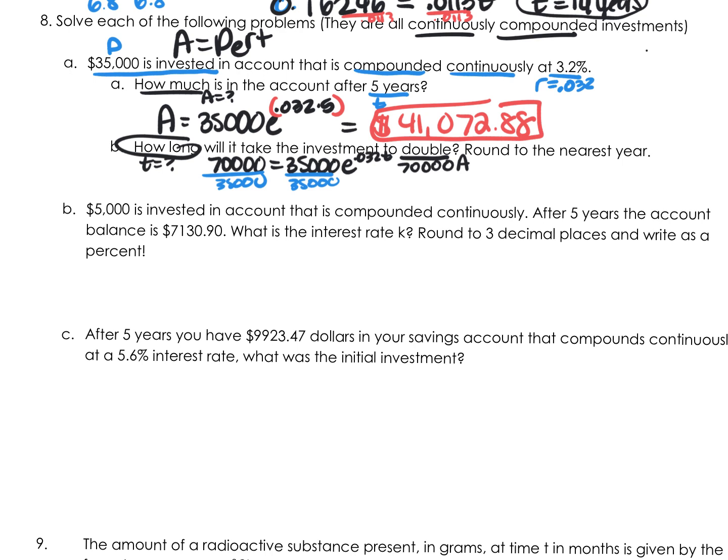And we'll get 2. And then we'll ln both sides. That'll make the e go away. So you'll have ln of 2 is equal to 0.032t. Divide by 0.032. And you get t is equal to 22 years when we round to the nearest year.